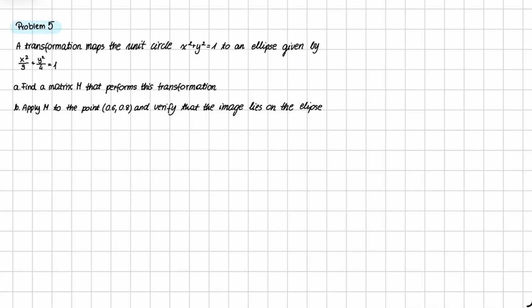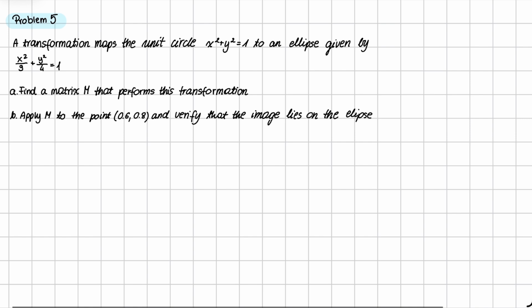Problem 5. A transformation maps the unit circle x squared plus y squared equals 1 to an ellipse given by x squared over 9 plus y squared over 4 equals 9. A. Find a matrix M that performs this transformation. So in other words, we have to go from this to this somehow.